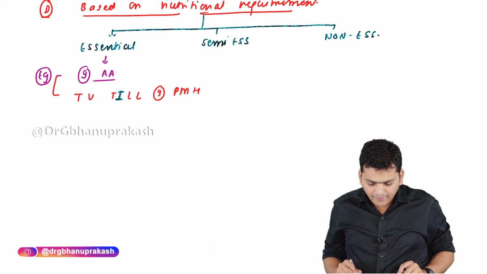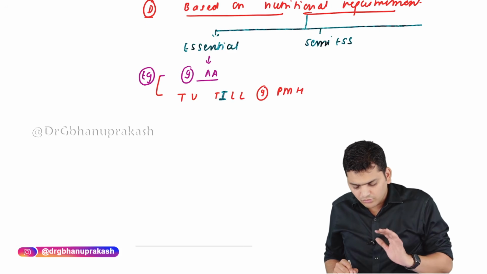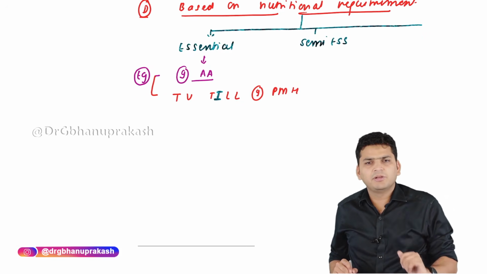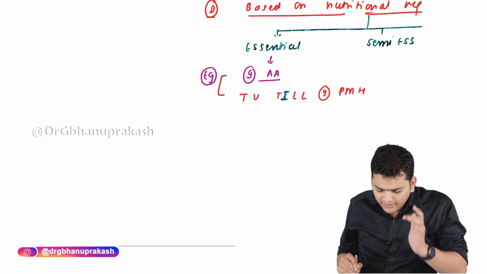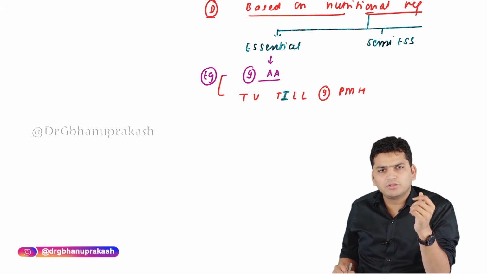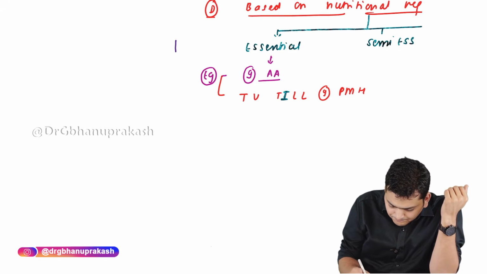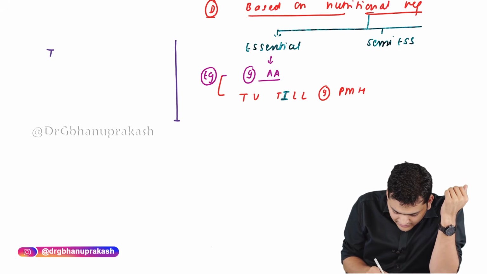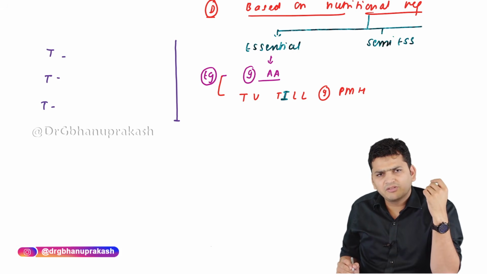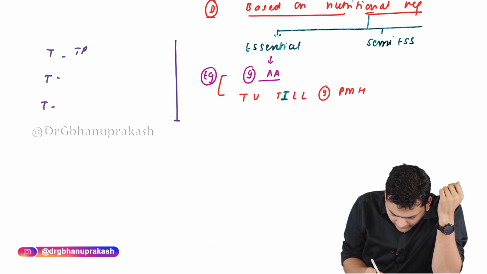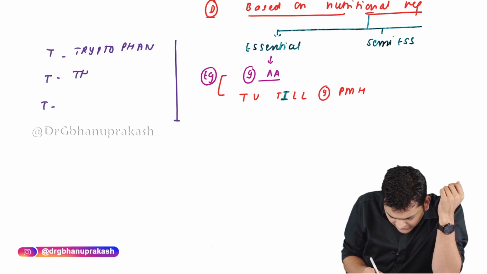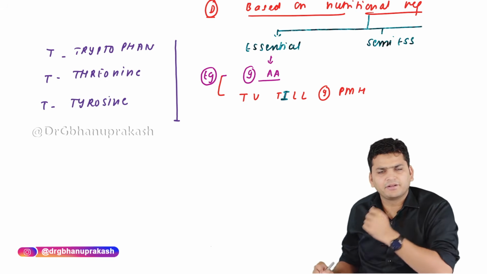So you will say it is essential. In the same way, they will try to confuse you between 3 options. In the set of 22 amino acids, I notice that there are 3 amino acids that start with the letter T. If I ask you which amino acid starts with the letter T, you will say tryptophan, threonine, and tyrosine. These are the 3 amino acids that start with the letter T.